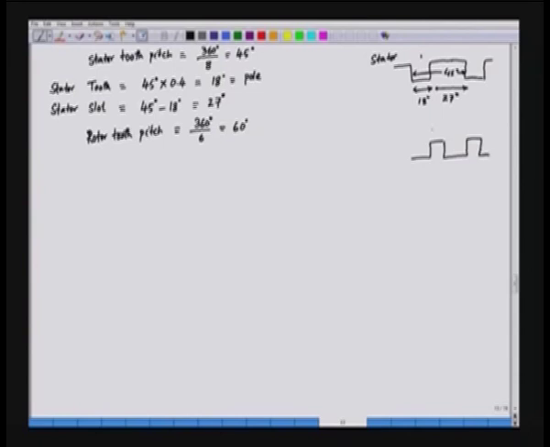So, this is the complete 60 degree, which includes the tooth plus the slot. Now, what is the rotor tooth pitch? The rotor tooth here is 60 into 0.4, that is equal to 24 degrees. That is the rotor tooth.